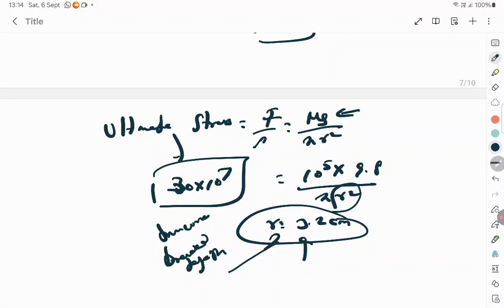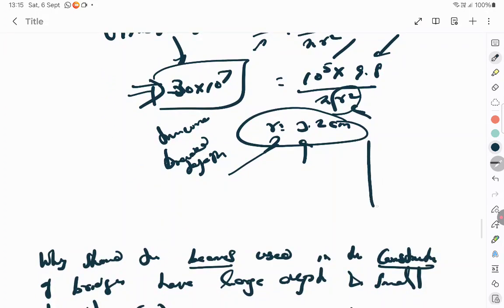So if you're taking your manufacture of a steel rod, you will say that this steel rod is capable of taking so much ultimate stress, that will be printed there. So you know the mass of the load, and you know the gravity, and pi, I can just find r to be 3.2 centimeter. You can imagine 1 centimeter, 1 centimeter radius is so big, 3.2, just the radius.